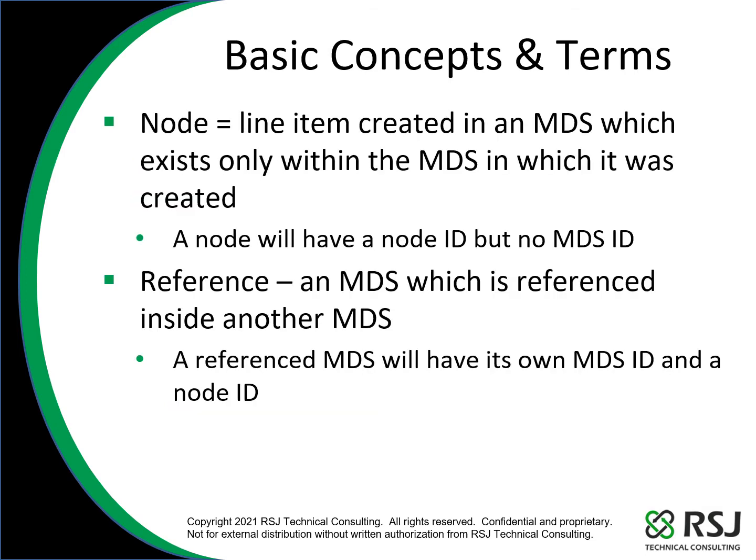There are two types of items within an MDS. You have nodes, which are line items created in the moment in that particular MDS, and they exist only there. And there are references, which are other MDSs floating around in CDX, and we'll talk about where they come from in a moment. And you're going to refer to them. They are reusable over and over because they exist as their own MDS, and you're going to refer to them from inside your MDS.